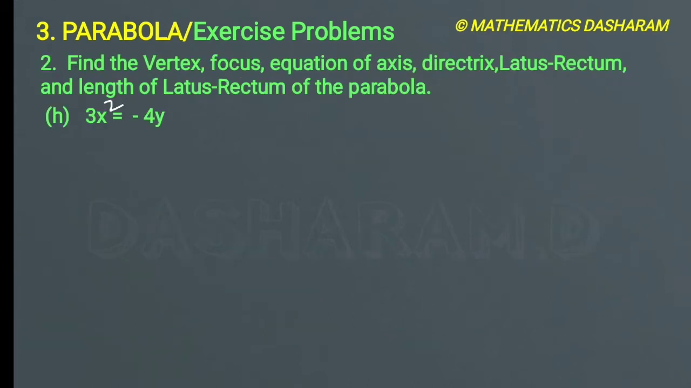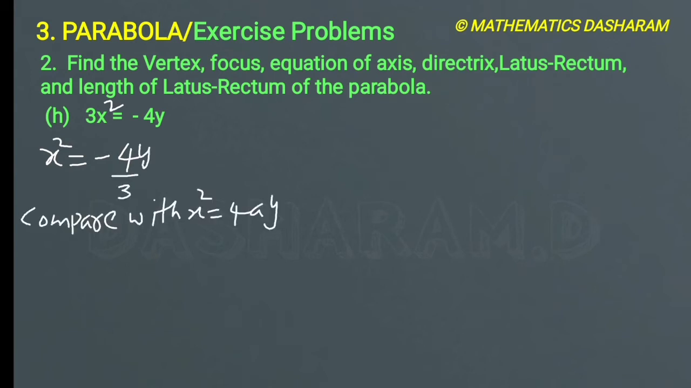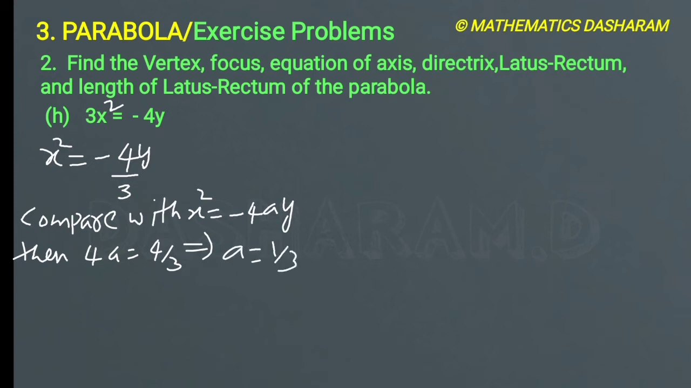Question number H, 3x square equals to minus 4y. Let's convert into standard form. So x square equals to minus 4y divided by 3. Now compare with the standard form, x square equals to minus 4ay. So then 4a equals to 4 by 3, which implies a equals to 1 by 3.